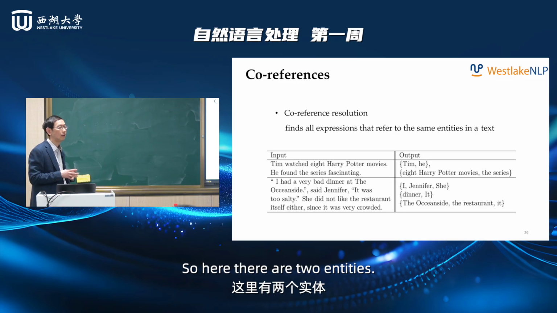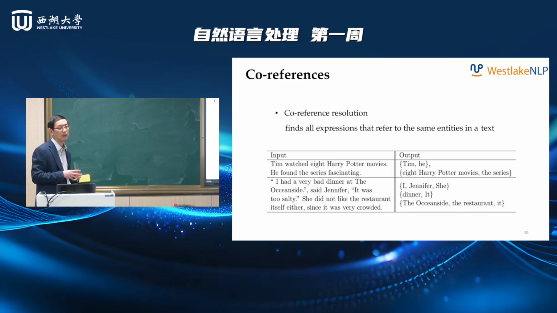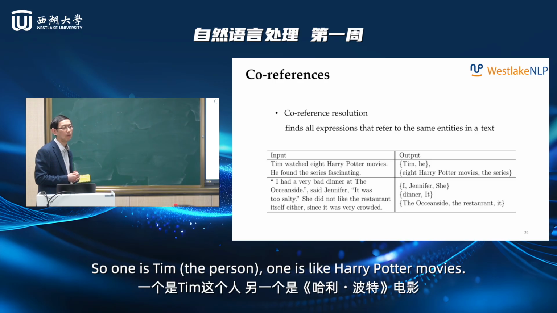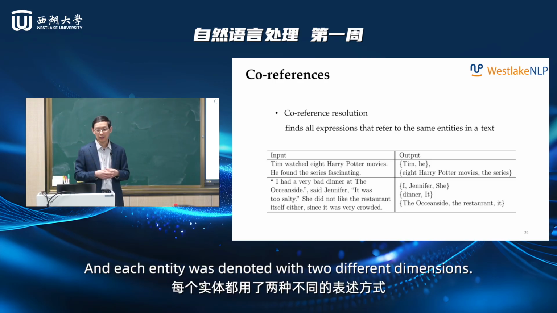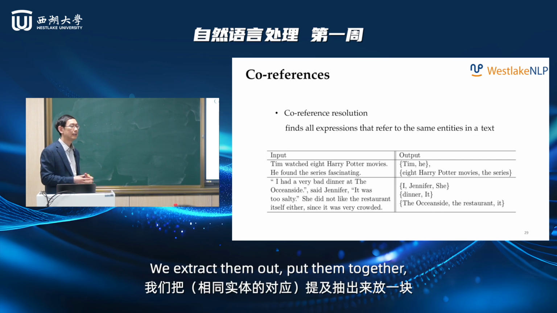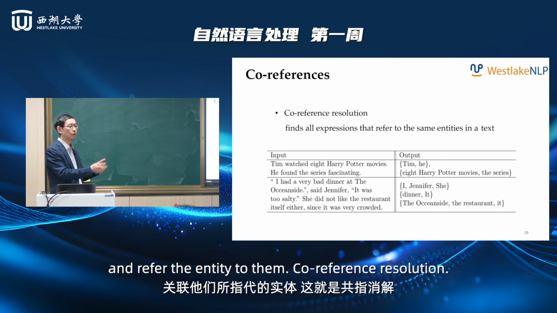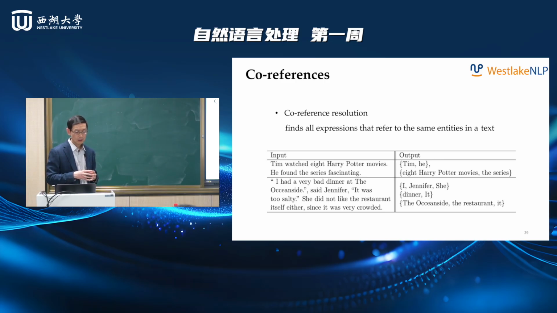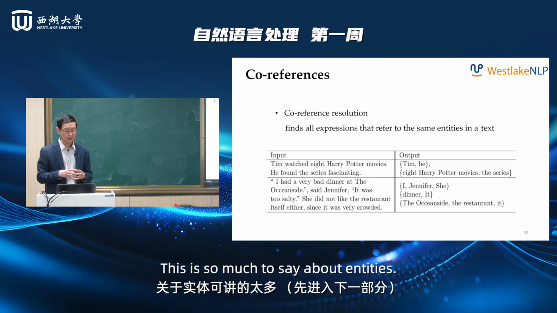So here there are 2 entities, right? So one is Tim the person, one is like Harry Potter movies, okay? And each entity was denoted with 2 different mentions, okay? We extract them out, put them together, and refer the entity to them, okay? Coreference resolution. All right, this is so much to say about entities.